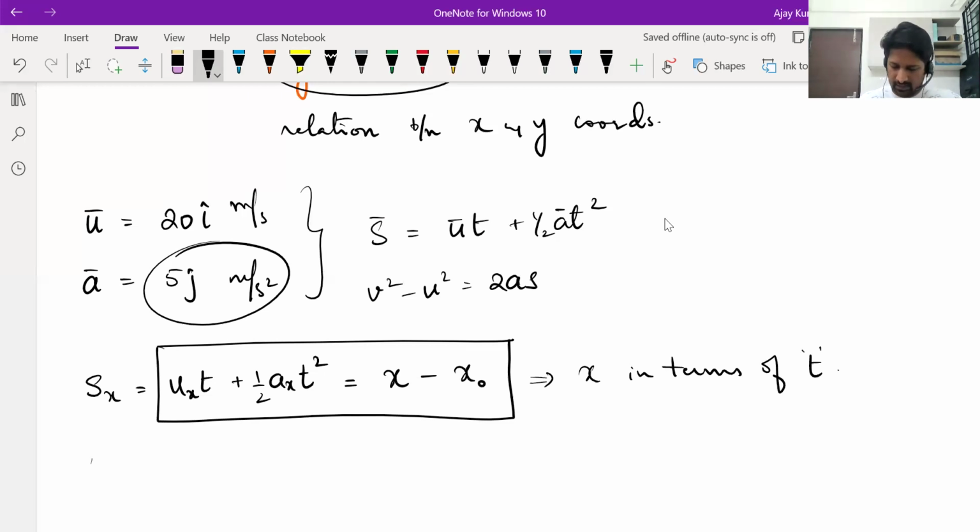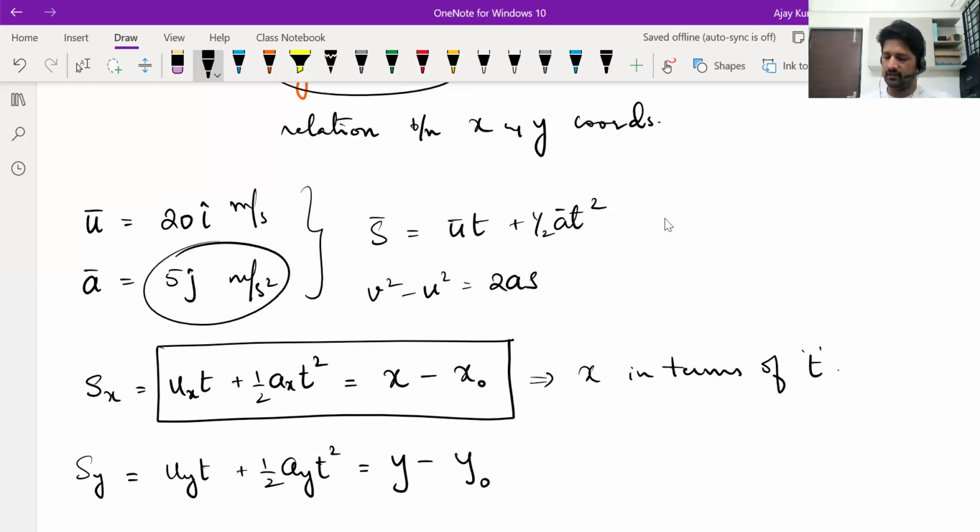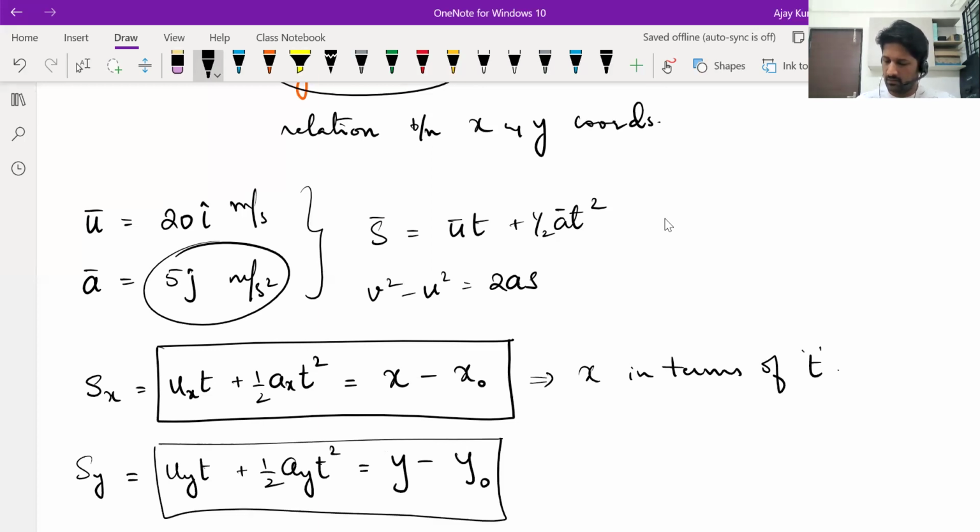Similarly, writing an equation along the y-axis, uy t plus half ay t square. That is displacement in the y direction. Displacement in y direction is final y coordinate minus initial y coordinate. Using this, you can get y coordinate in terms of time. And if you know x coordinate in terms of time and y coordinate in terms of time, you can relate x and y.